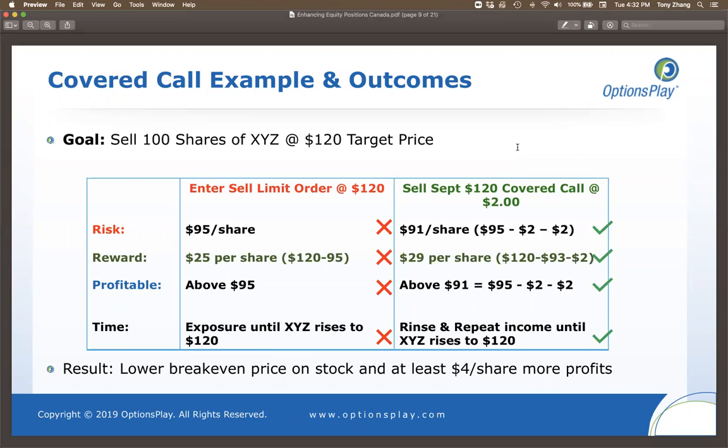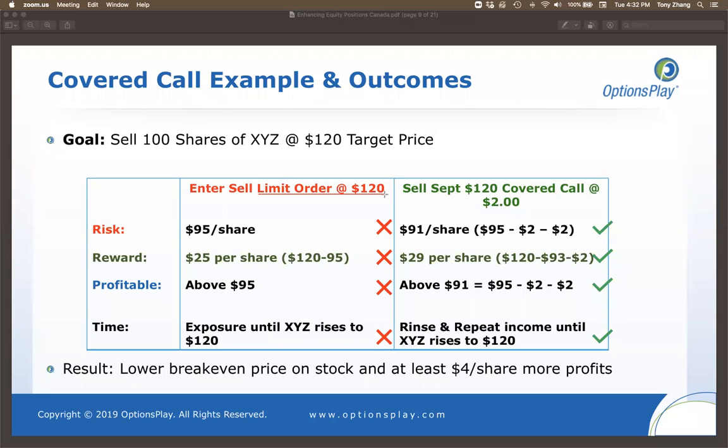Now that I've purchased 100 of these shares, now I want to sell these shares later at a higher price. So I think the stock's going to rise. I think it's going to go to 120. So what do I do? As an equity investor, I would simply place a limit order to sell the stock at 120, and I would wait. That could take 1 day, 1 month, 1 year, 10 years. I have no idea how long it'll take.